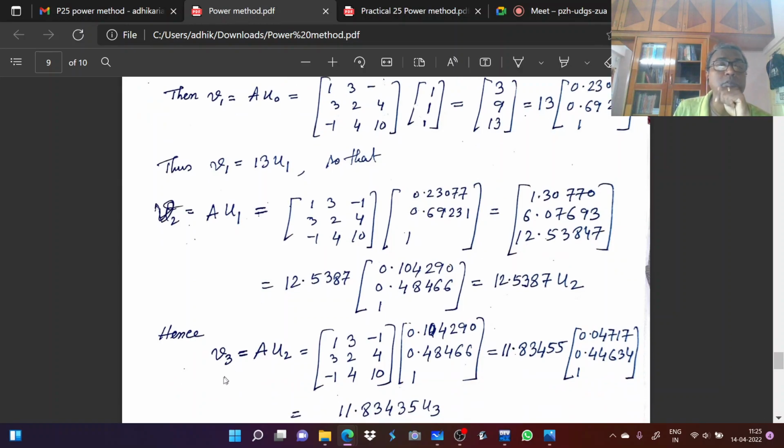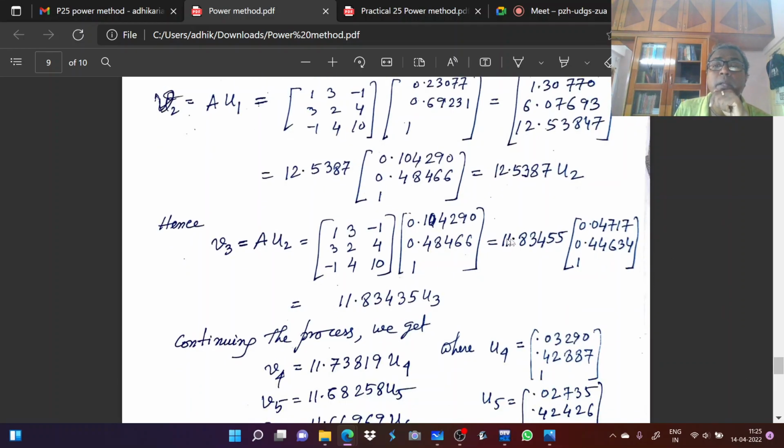Next approximation v3 equals A into u2. A is the given matrix, and post multiplying by u2, which we get from the previous calculation, we get 11.83455, and this column vector is called u3. So v3 is equal to 11.83 into u3, and continuing in this way we get v4, v5, v6.